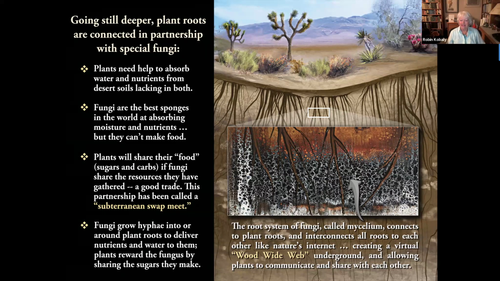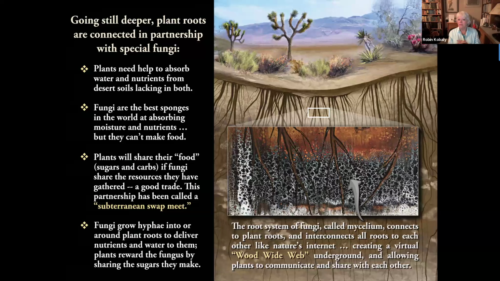There is a continual swap meet happening for the benefit of all partners involved, and all of these fungal threads are attached to all these roots underground, and not just to one plant's roots, but one body of fungus can connect to many hundreds of plants, even for miles and miles, and to different species as well. And what that ends up doing is connecting all the plants that we see above the ground. They're actually all connected underground, and that is so cool.